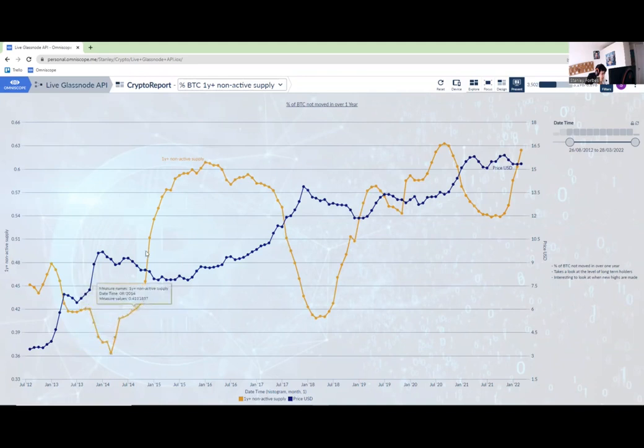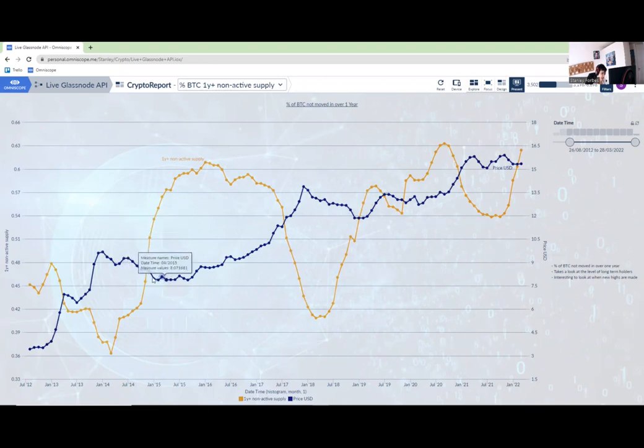Well, if we take a look at the peaks that are formed, so if we take a look at this first peak formed back in 2013 on the non-active supply, this was at around about 48% as a peak. Now, when we break this high, the next time we break it, this acts as an indicator to show that there's a markup phase coming. So we've broken the previous all-time high of non-active supply. This has now reached 51%.